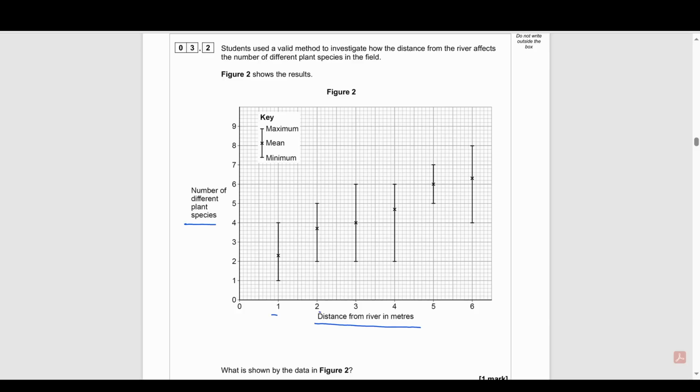We've got 6 distances, and at each distance we have the mean shown by the cross. We've got the maximum shown by the upper bar, and the minimum number of plant species shown by the lower bar.